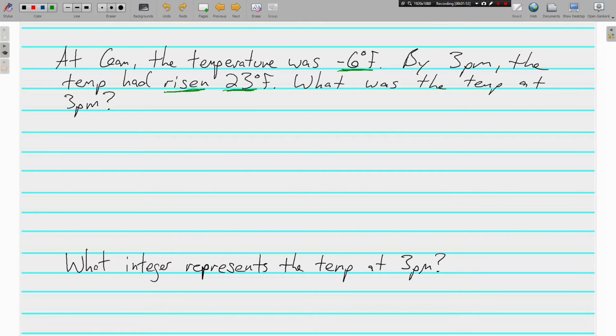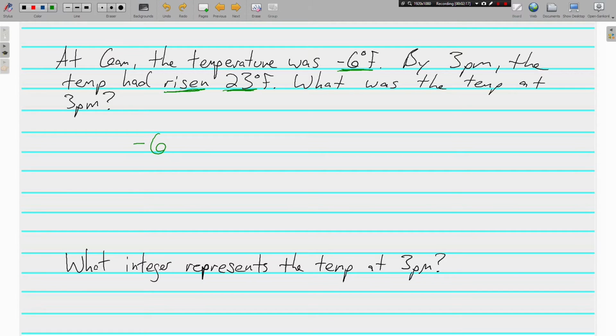All right. So, keywords, important information. We've underlined some of that there. What are we being asked? What was the temperature at 3 p.m.? We'll give a sentence answer when we get one. And let's make sure and show our work, all right? So the temperature started at -6.